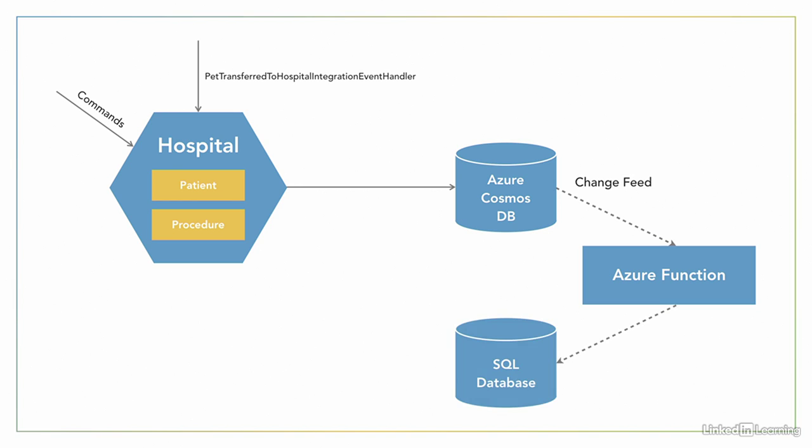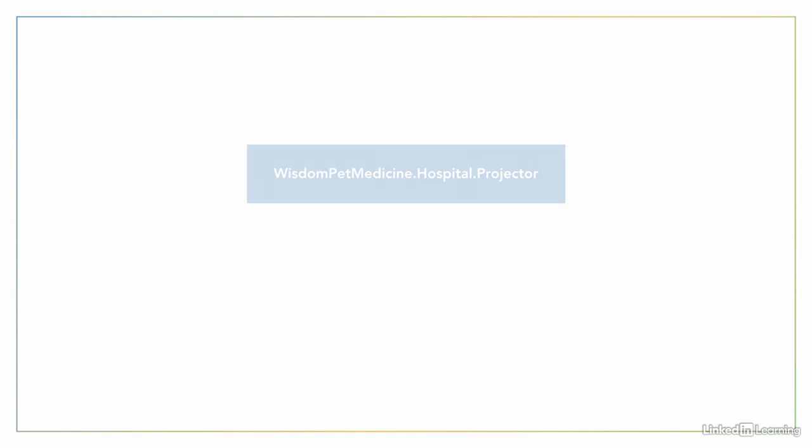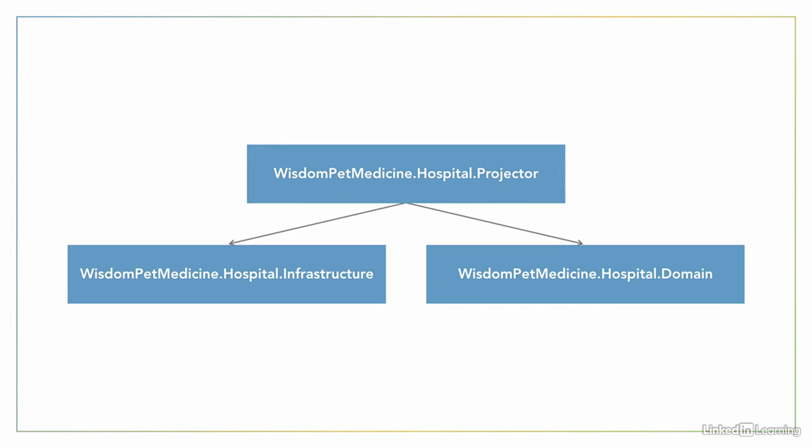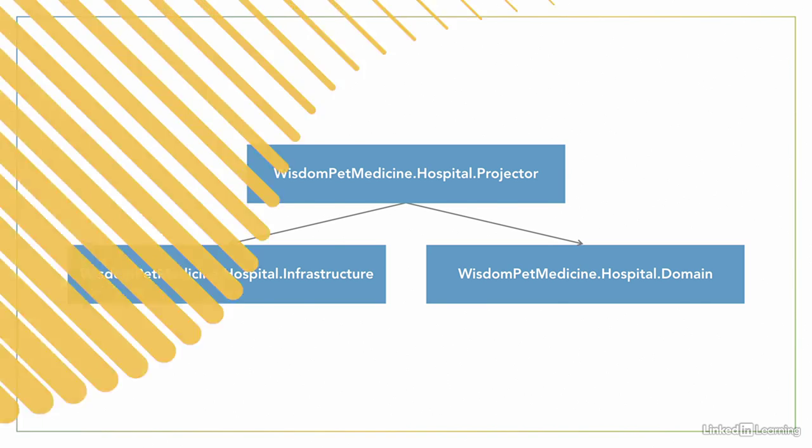For this, we're going to use Dapper. Finally, we're going to implement a new patient query controller class in the hospital API project that queries the SQL Server database directly. Again, we're going to use Dapper. The Azure function should be named wisdompetmedicine.hospital.projector, and it has to reference both hospital infrastructure and hospital domain to be able to work as expected.